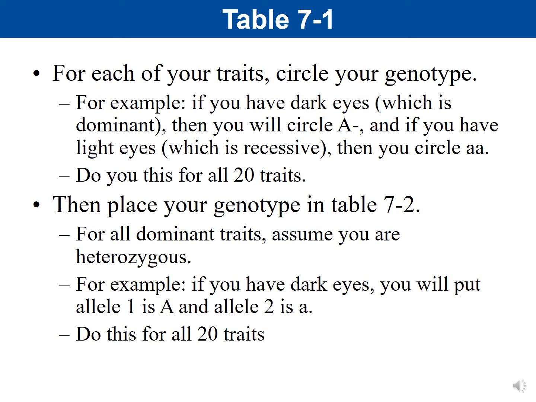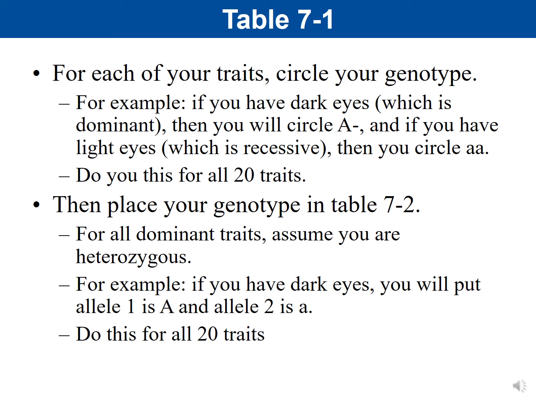So for each of your traits, circle your genotype. If you had dark eyes, which is dominant, then you would circle big A something. And if you have light eyes, then you would circle little a, little a. You're going to do this for all 20 of your traits. Then you're going to place your genotype in table 7.2. And I'm going to show you how to do that in a minute.